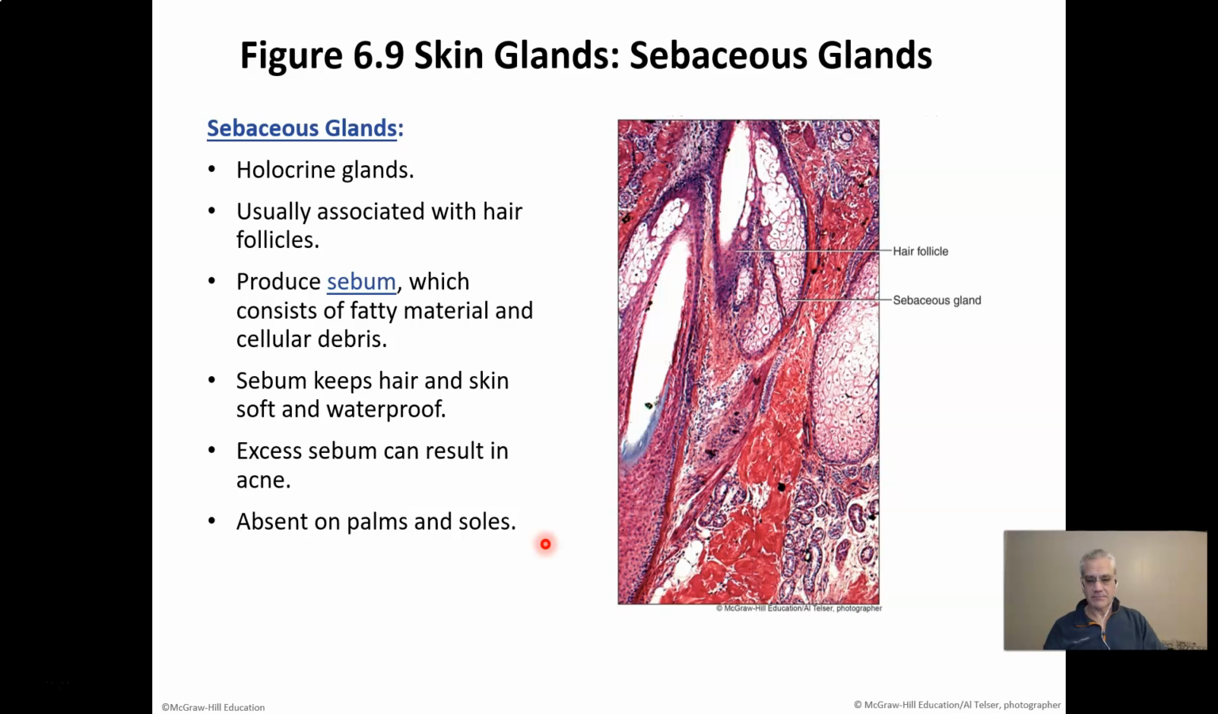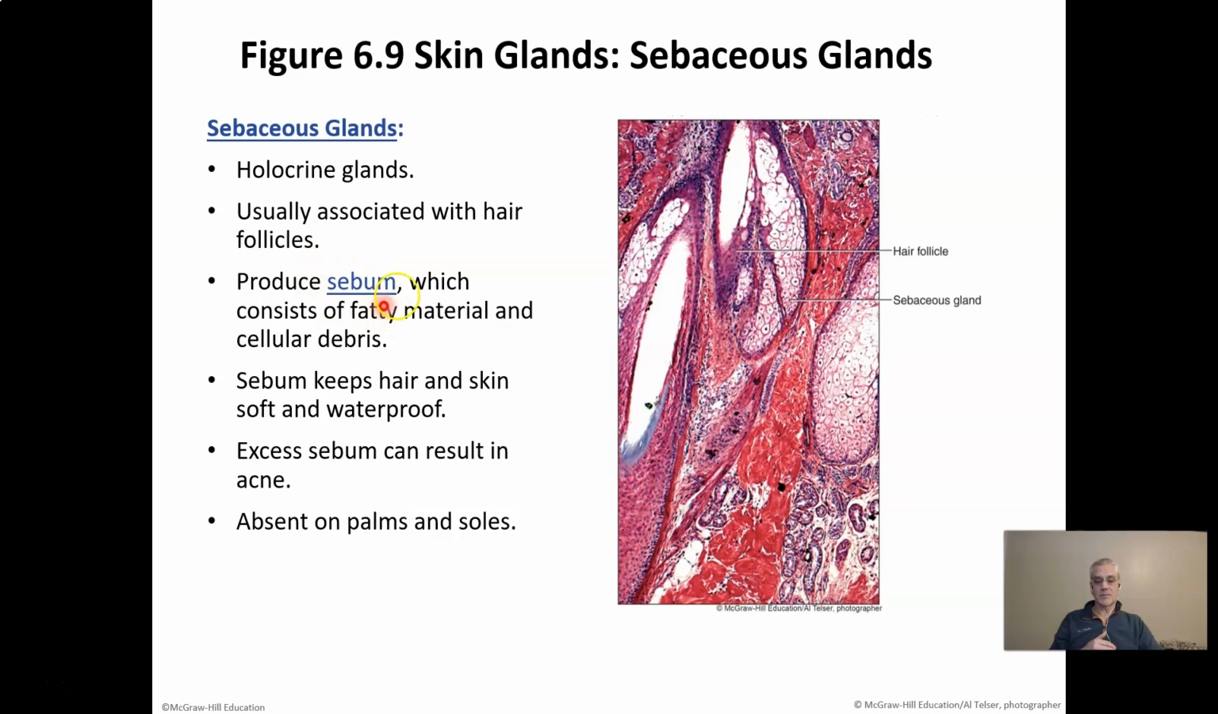You have glands in your skin. Of course, you know this. Now, first thing we're going to talk about is sebaceous glands. Sebaceous glands are associated with hair follicles, but only in certain parts of the body. There's a couple of parts where they are not found. And I'll tell you right away, absent on palms and soles. So sebaceous glands are usually associated with hair follicles, but you do not have sebaceous glands on your palms or soles. Test question, hint, hint, hint.